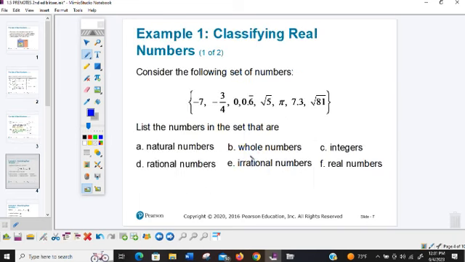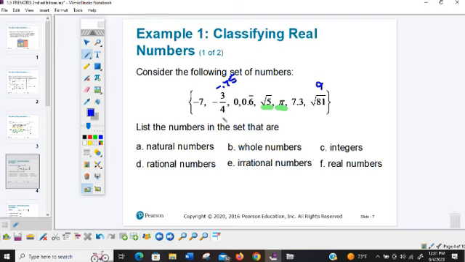So let's do an example, okay? First of all, I like to look at these and change them to a decimal if I need to. Like this would be a negative 0.75. So I know that's a terminating decimal. This one is repeating. Square root of 5, if you plug it into a calculator, does not repeat, it does not end, and neither does pi. So pick out your irrational numbers first. This one is a terminating decimal. Now, square root of 81 is 9.